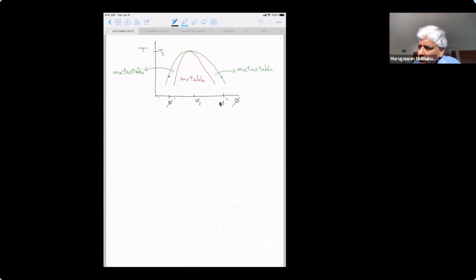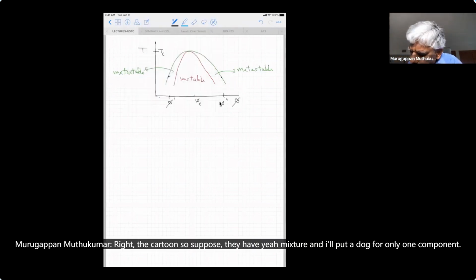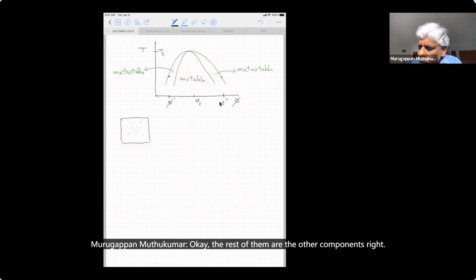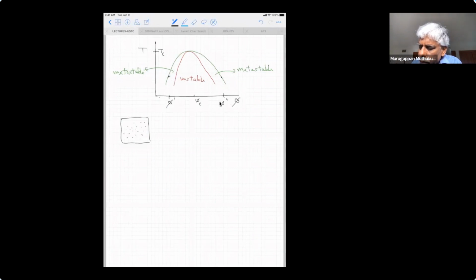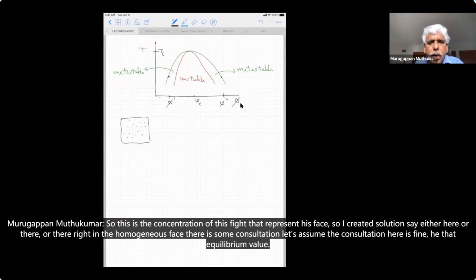So let me draw a cartoon of this, right? The cartoon, suppose I have a mixture and I'll put dots for only one component. Okay, the rest of them are the other component, right? So this is the concentration, this is phi, that represents this phi. So I created a solution, say either here or there, right? In the homogeneous phase, there is some concentration. Let's assume the concentration here is phi E, that's the equilibrium value.